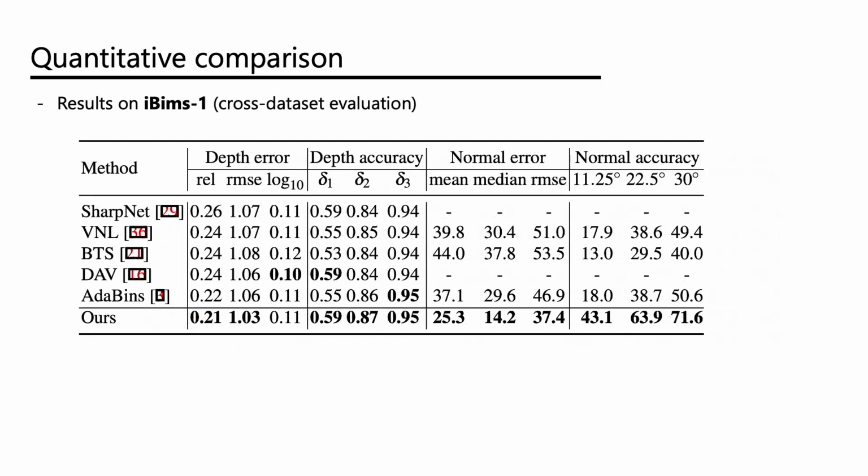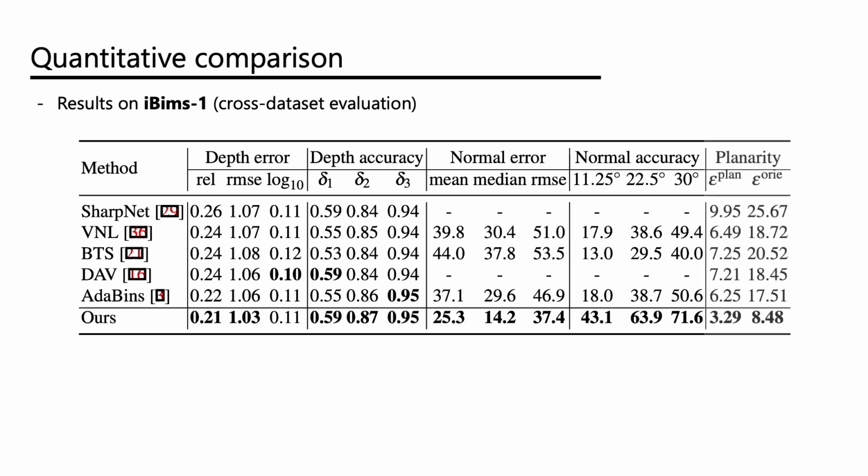Here, the methods are trained on NYUv2 and tested on iBims-1 without fine-tuning. Similar to the results on NYUv2, we achieve a small improvement in depth accuracy, but a large improvement in surface normal accuracy. For iBims-1, there are additional metrics which quantify the planarity of the pixels belonging to walls, tabletops, and floors. In both metrics, we significantly outperform the other methods.